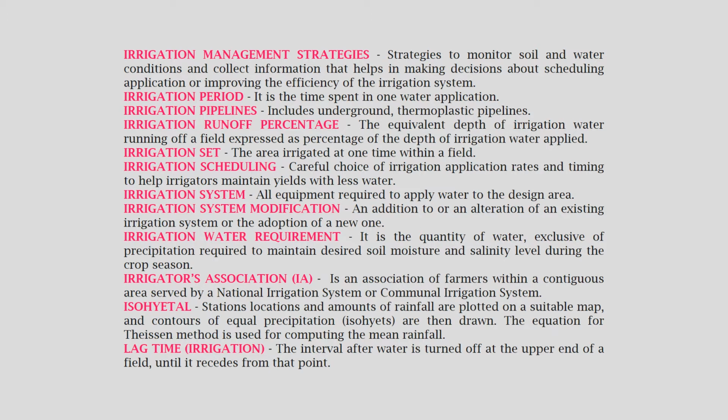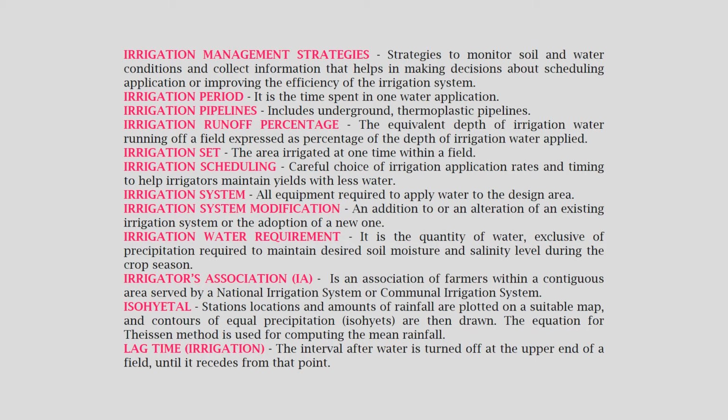Irrigation management strategies. Strategies to monitor soil and water conditions and collect information that helps in making decisions about scheduling application or improving the efficiency of the irrigation system. Irrigation period. It is the time spent in one water application. Irrigation pipelines. Includes underground, thermoplastic pipelines. Irrigation runoff percentage. The equivalent depth of irrigation water running off a field expressed as percentage of the depth of irrigation water applied.